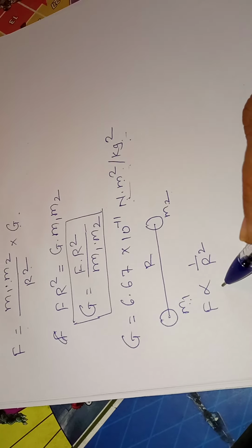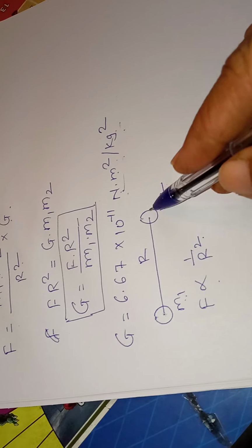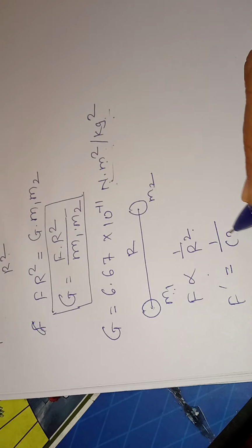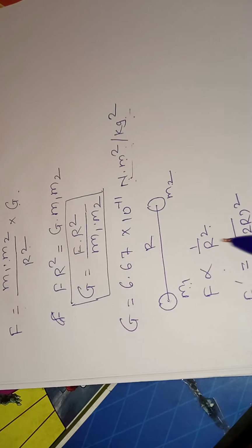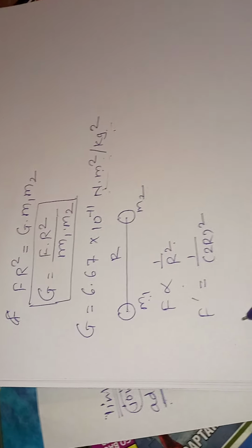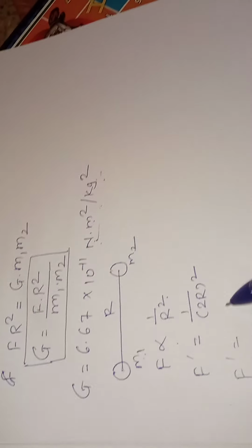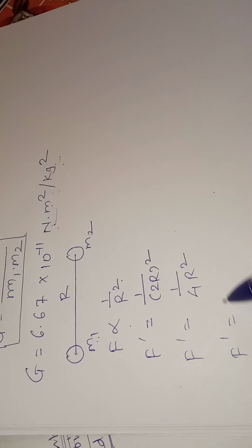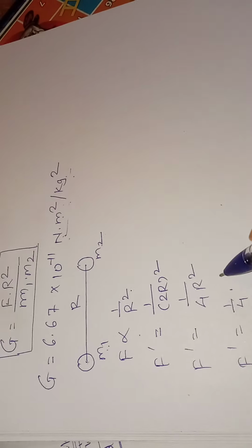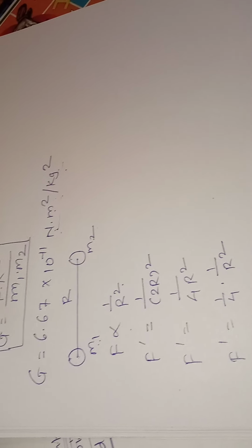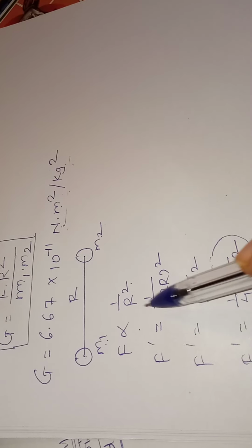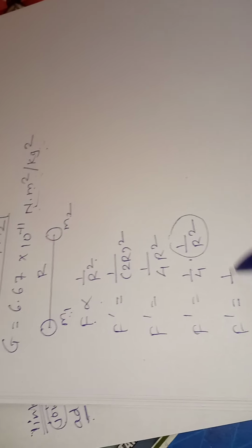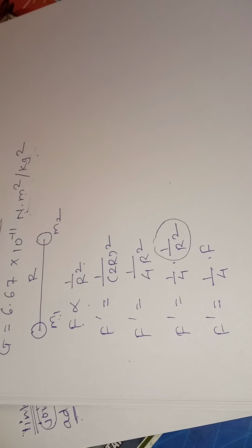But if we double the distance between the two bodies, then F dash is equal to 1 upon (2r) square. That is, F dash is equal to 1 upon 4r square. That is F dash is equal to 1 upon 4 outside 1 upon r square. But 1 upon r square is the value of F. That is F dash is equal to 1 upon 4 into F.